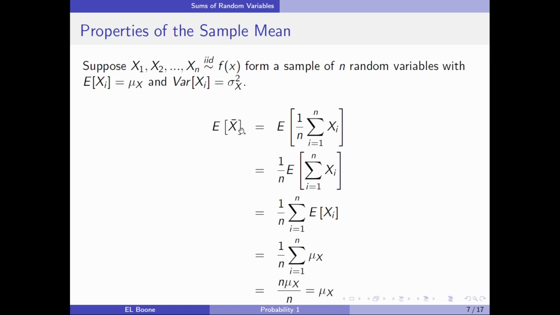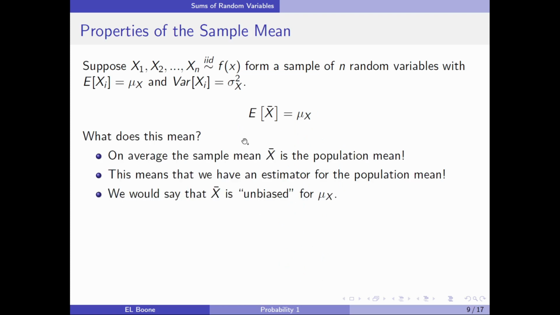So this means that the expected value of x bar, our sample mean, is going to be the mean of our population. On average, the sample mean is the population mean. Now, there's some issues later that we'll run across, that the population mean and x bar are actually never equal to each other, but on average they are. That means that we have an estimator for our population mean. This is huge. If we need to estimate the population mean, this is saying we can use the sample mean. This is a big result.